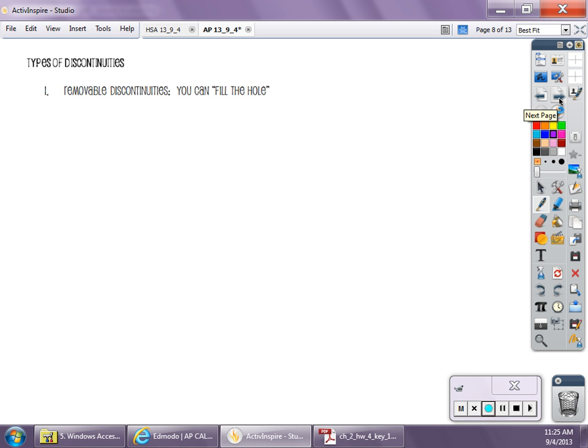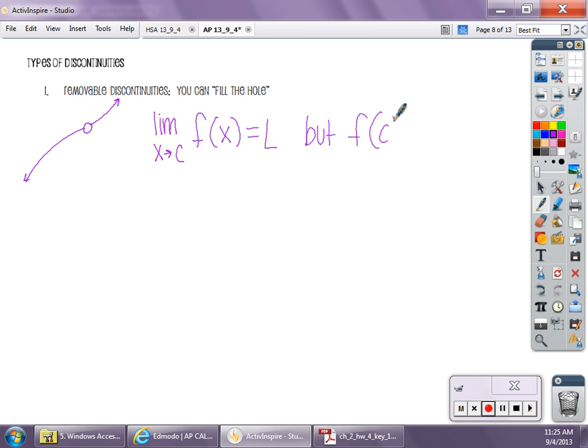All right. Removable discontinuities. You can fill a hole. That's kind of what we talk about. So a removable discontinuity, the definition of it. So something like this. That's our little graph of it. The definition says that the limit as x goes to c of f of x equals L, but f of c does not equal L.